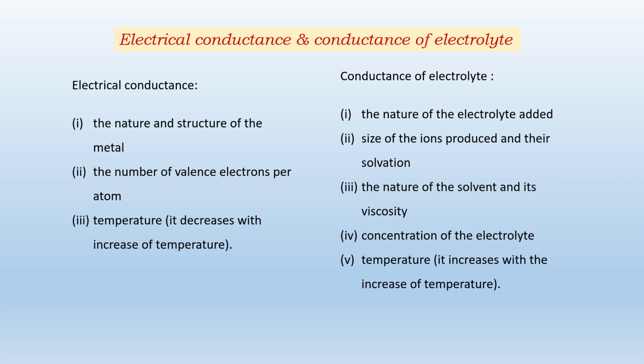And the fourth one, concentration of the electrolyte. Take the same example, NaCl. If the NaCl concentration is maintained at 1 molar and another concentration is 0.1 molar, then the 0.1 molar has a lower conductance. And the fifth property is temperature. If you increase the temperature, then the conductance also increases.